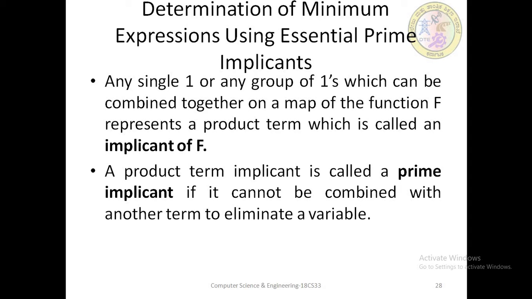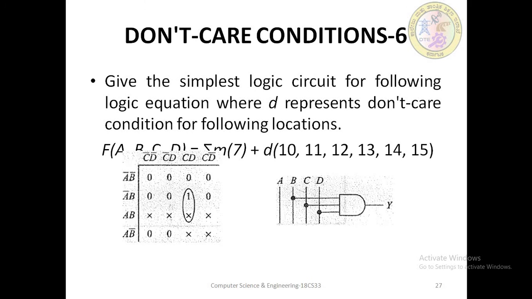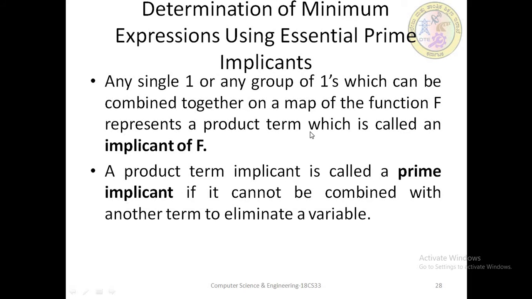Determination of minimum expressions using essential prime implicants. Any single one or any group of ones which can be combined together on a map. Suppose we have some functionality, and how it can be done. F represents a functionality, and the ones represent a particular function as high. A product term implicant is called a prime implicant if it cannot be combined with another term.